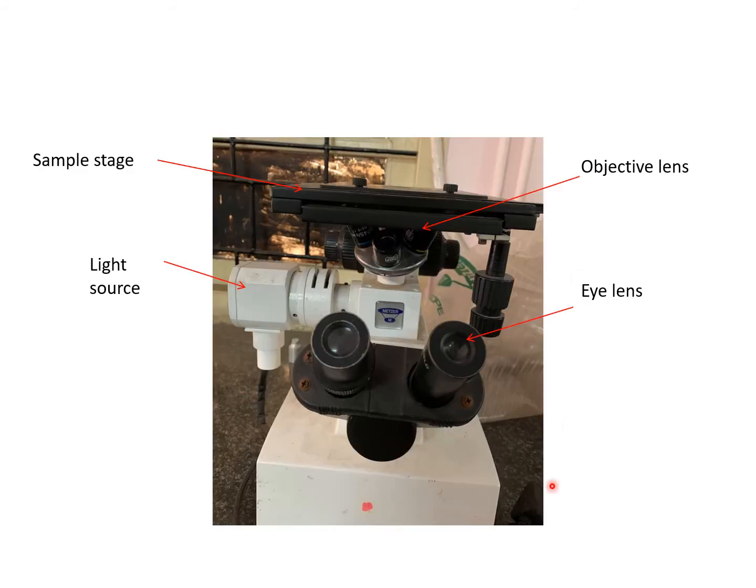And here, this is the eye lens, this is the objective lens, this is the light source, this is the specimen stage. This is an inverted type microscope. This is the specimen stage, near to the specimen is the objective lens, and we have to see using this eye lens, and this is the light source.